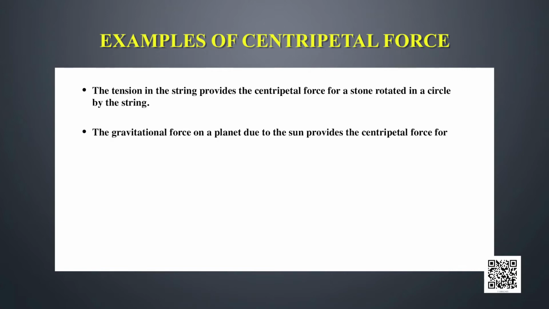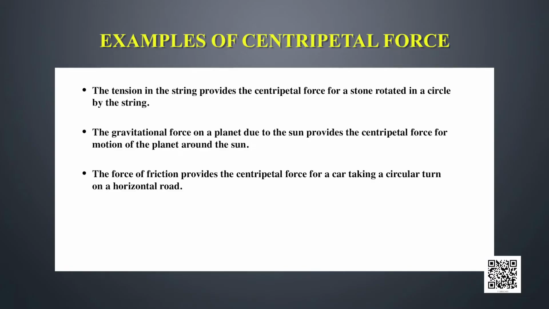The gravitational force on a planet due to the sun provides the centripetal force for motion of a planet around the sun. Likewise, the satellites are pulled towards the planets for their circular motion with gravitational force. The force of friction provides centripetal force for a car taking a circular turn on a horizontal road.